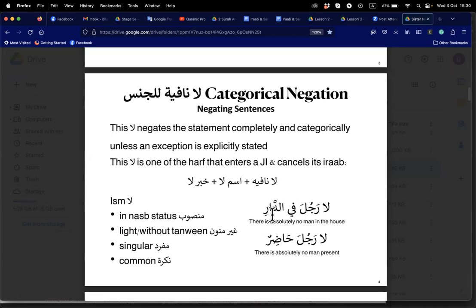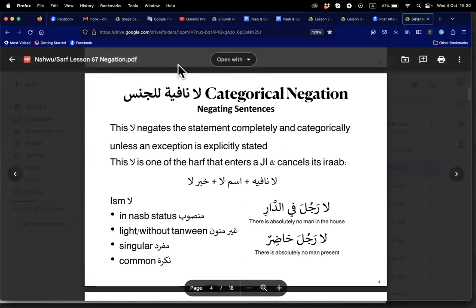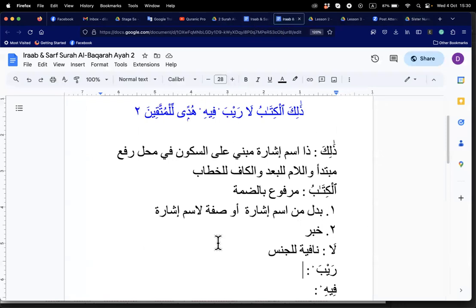So whenever you have la nafiyah lil jins, just think about how inna works basically. It has an ism and it has a khabar. Okay, so back to this, roiba is our ism of la, and it's going to be mabni al-fath fi mahali nasab. Good. Fi mahali nasab, because it's the ism of la, just like ism inna.